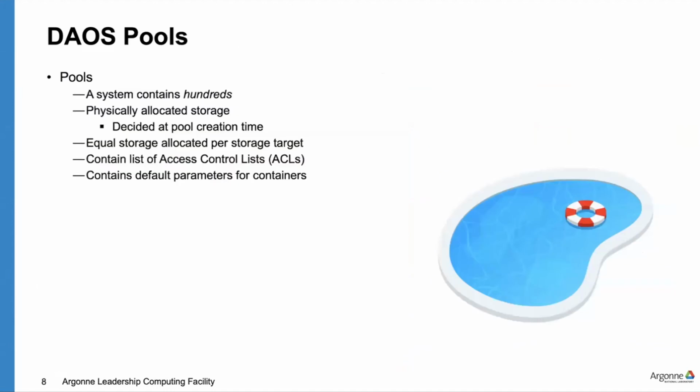To say a little bit more about pools, a project will be assigned a pool that'll be created by the ALCF, and the system will have maybe hundreds of these pools, and they're physically allocated storage. So you have some guaranteed resources from that storage that you've been allocated. We'll also allocate you across a majority of the targets, so you have most of the resources. If you have a large project, you can get a significant amount of the bandwidth.